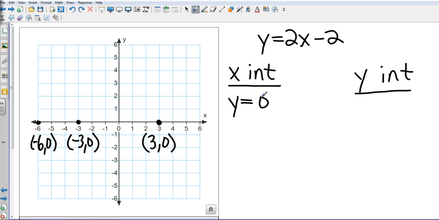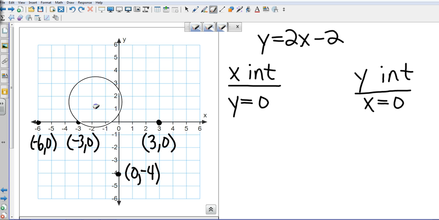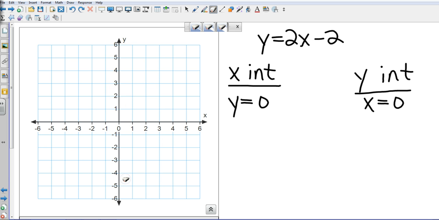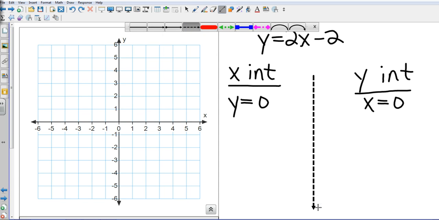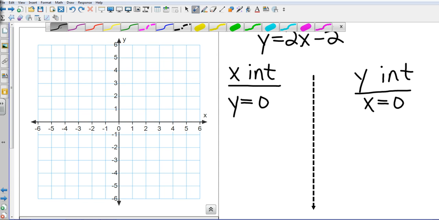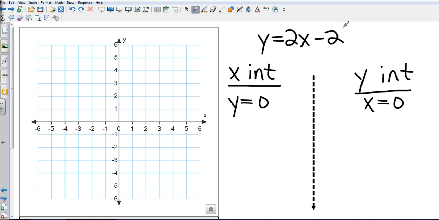Now let's see if it works the same way for the y-intercept. Here's a y-intercept. That's 0, 4. Here's a y-intercept. That's 0, negative 4. So notice the pattern. For my y-intercept, x has to be 0. So let's clean this off of here. And let's actually graph this just by using the two intercepts. So what I'm going to do for my x-intercept is I'm going to substitute in y equals 0 into my equation.